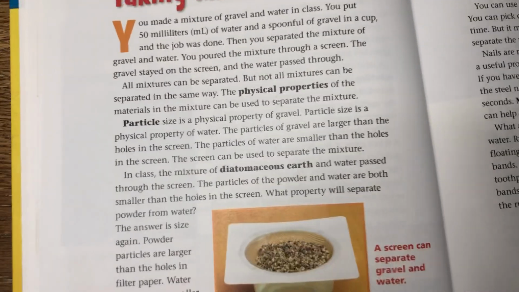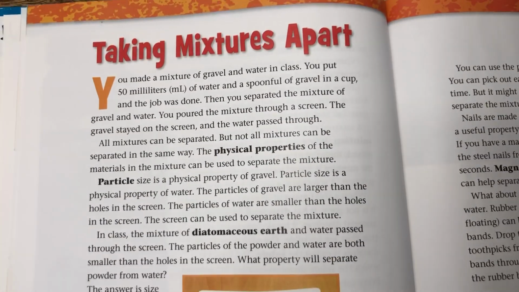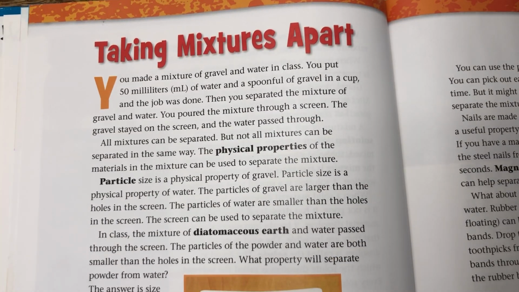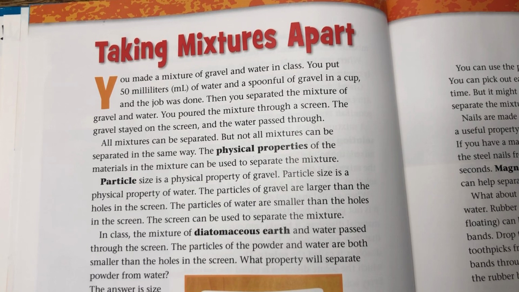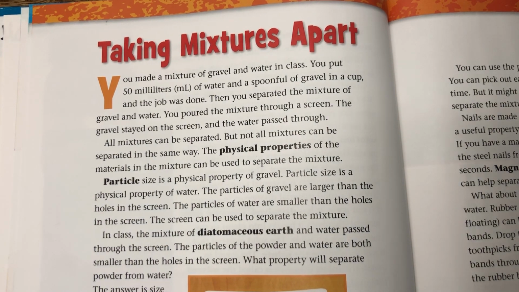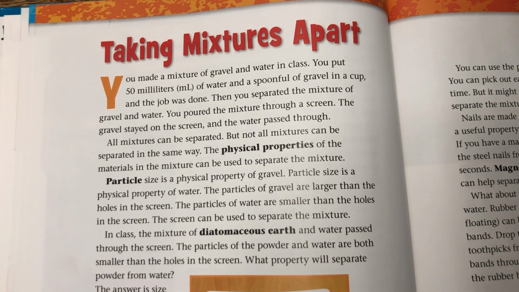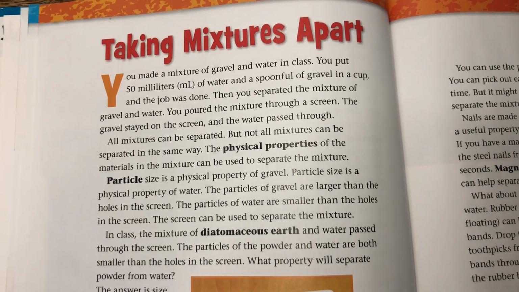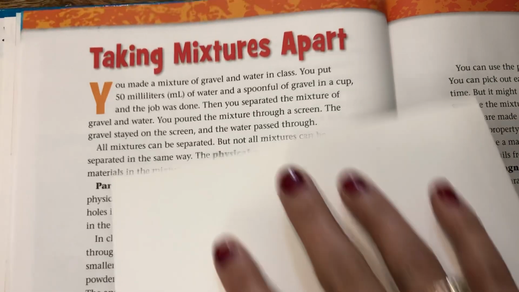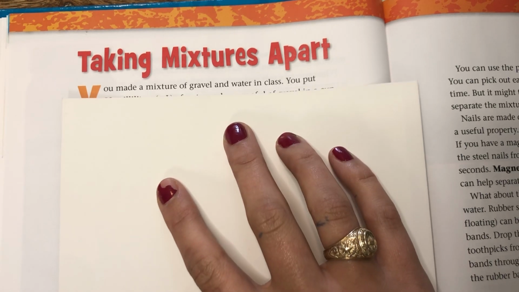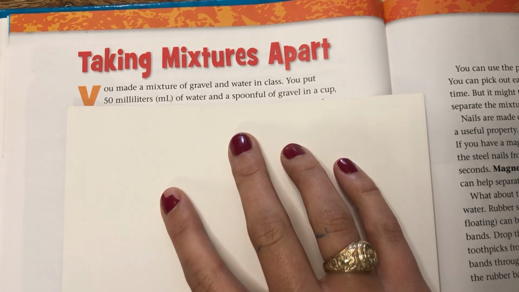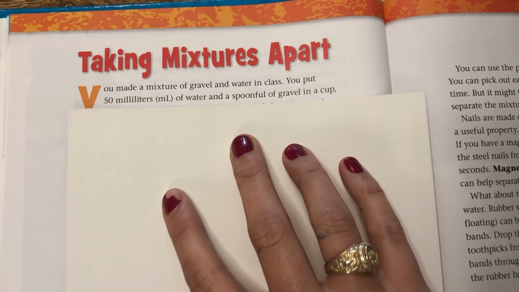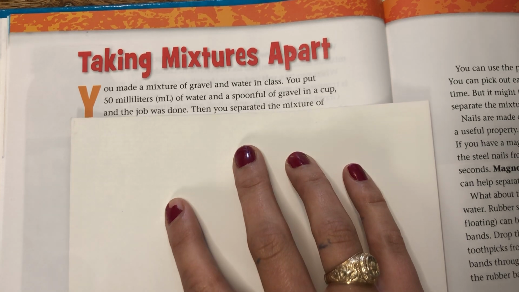So, here we go, taking mixtures apart. This is very important, right? Because there are lots of times when we need to separate two things that have maybe dissolved or two things that have been put together that we could just separate with another physical way, not necessarily a chemical way, like we'll see. You made a mixture of gravel and water in class. You put 50 milliliters of water and a spoonful of gravel in a cup, and the job was done.